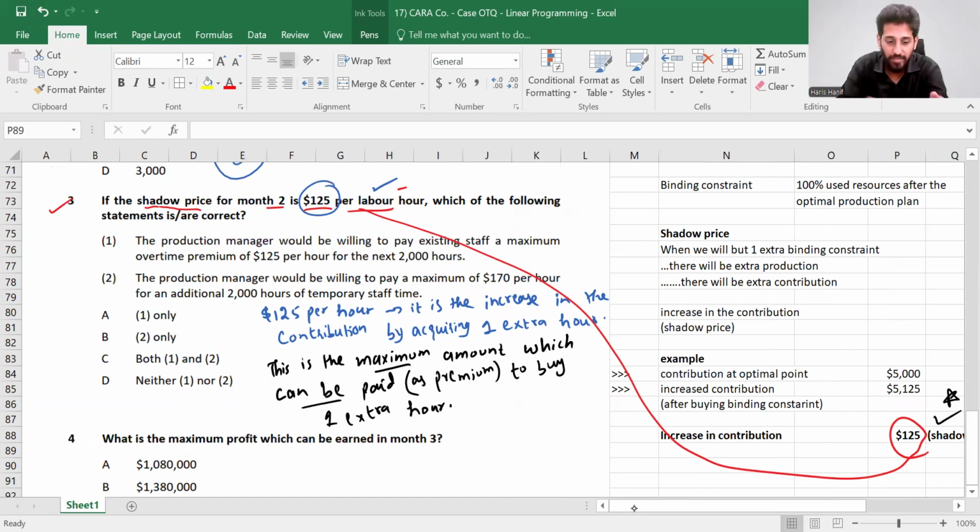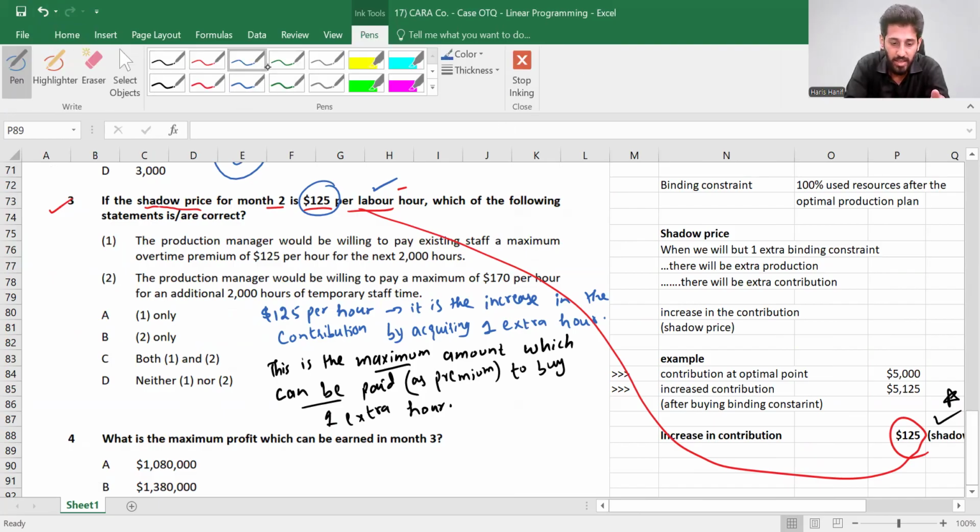So just see that number one, what has been written over here? That the production manager would be willing to pay existing staff a maximum overtime premium of 125. The statement is correct. It's not the normal rate, it is the increased rate. Number two, the production manager would be willing to pay a maximum of 170 per hour for additional 2000 hours.